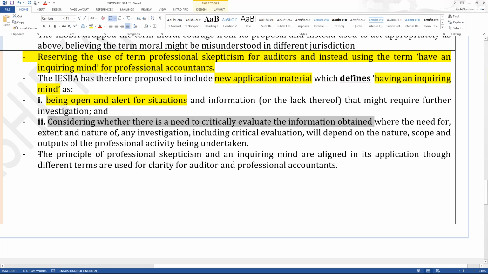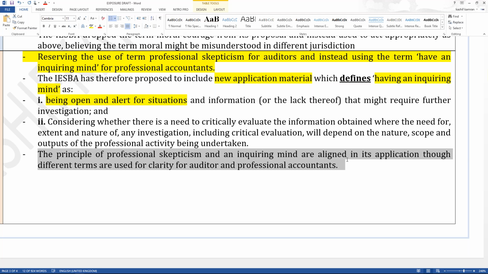The last line says the principle of professional skepticism and inquiring mind are aligned in its application, though different terms are used for clarity for auditor and professional accountant. Look at the last line. It says the principle of professional skepticism, which we use for the auditor, and the principle of inquiring mind, which we are using for the professional accountant, have been aligned. That's important. In its application, though different terms are used.